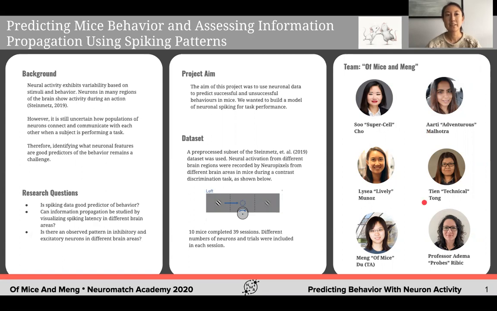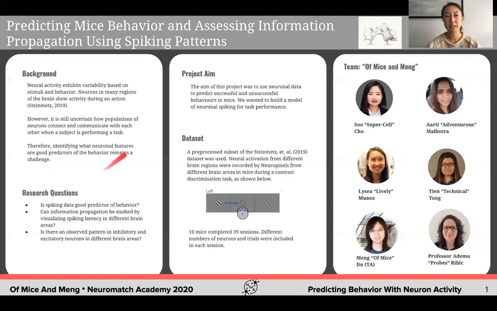During our time at the Neuromatch Academy, we looked at predicting mice behavior and assessing information propagation using spiking patterns. When we carry out behaviors, neurons in the brain exhibit very variable activity, but we still don't know how populations of these neurons connect and communicate with each other.